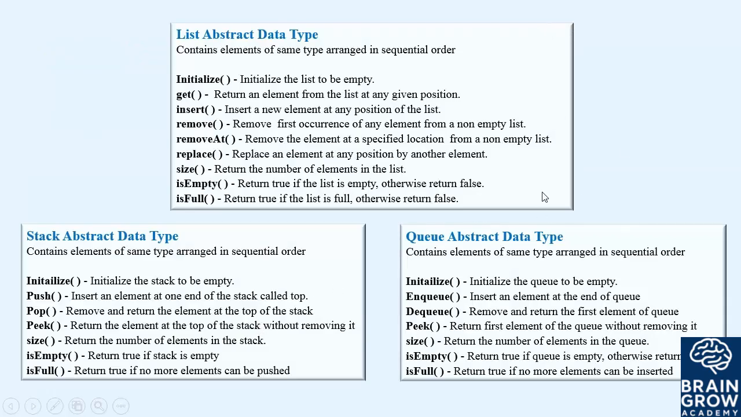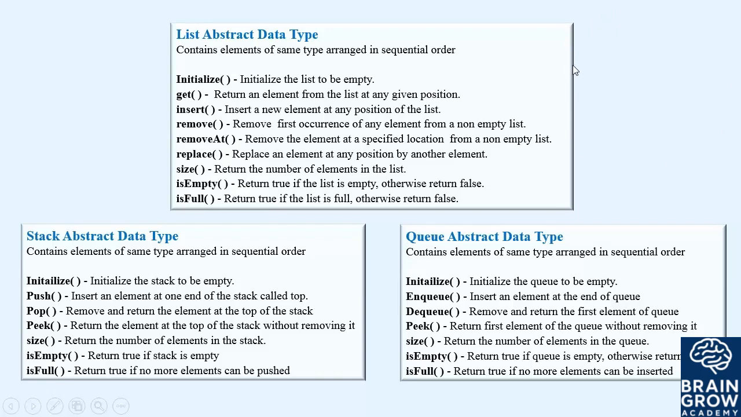This is the definition of list abstract data type. This is the definition of stack abstract data type. And this is the definition of queue abstract data type. We can see that these definitions only specify the operations that have to be performed. They don't mention how these abstract data types will be represented and how the operations will be carried out.